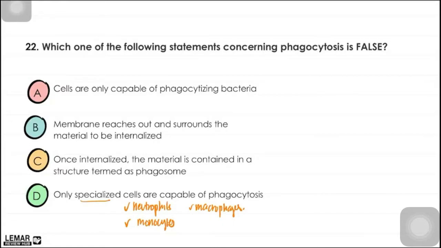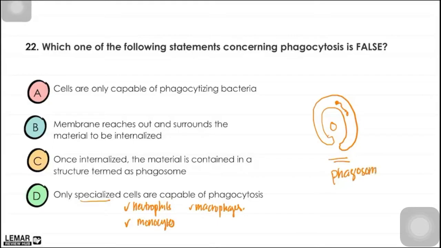So, parang Pac-Man, no? Parang kakainin niya. Lalakihan niya yung bunganga niya, tapos kakainin niya siya. So, these phagocytes will surround the material and will later be engulfed by this phagocyte. The structure formed here, we call this your phagosome.